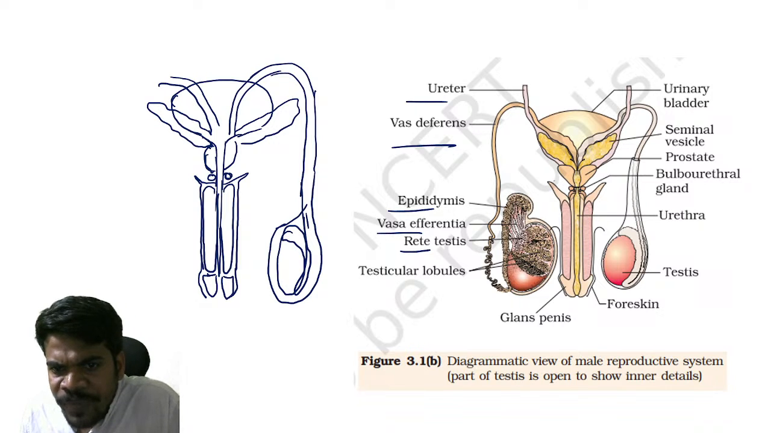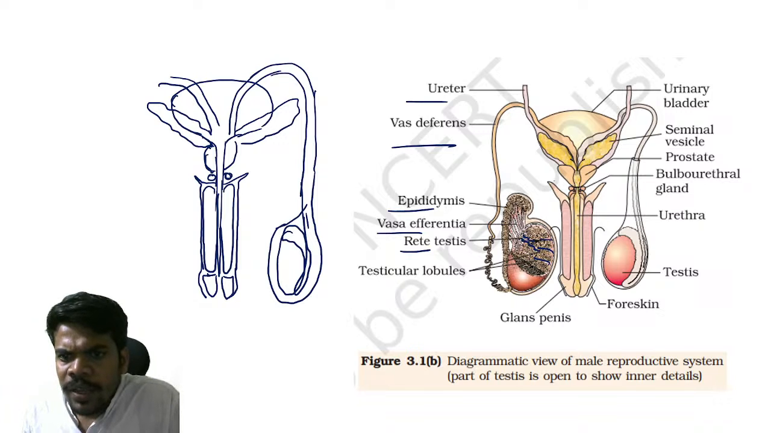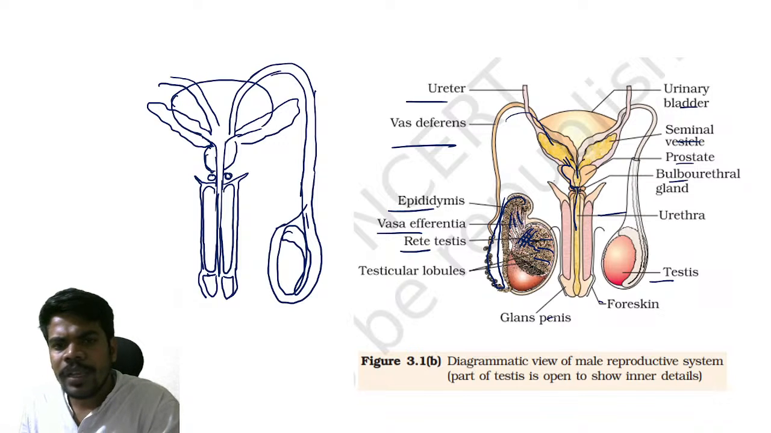So remember, testicular lobules, these are the testicular lobules. From there, rete testis network, vasa efferentia, epididymis, vas deferens loops over the urinary bladder, collects the duct from the seminal vesicle, enters into the prostate gland. Okay, urethra, urinary bladder, urethra, and testis, foreskin, glans penis. Simply it is the diagram.